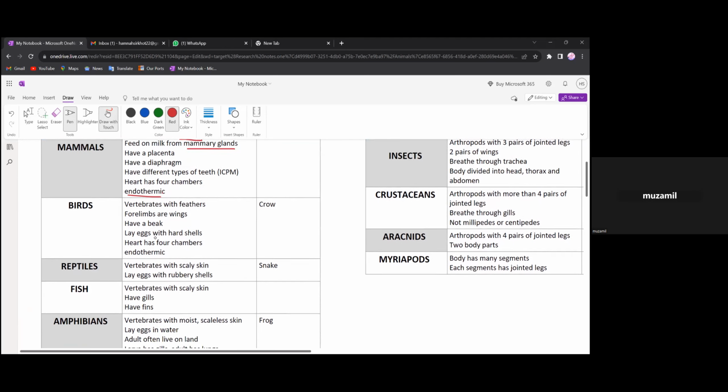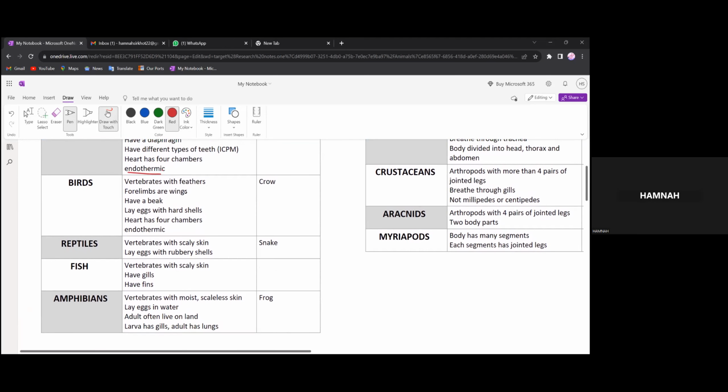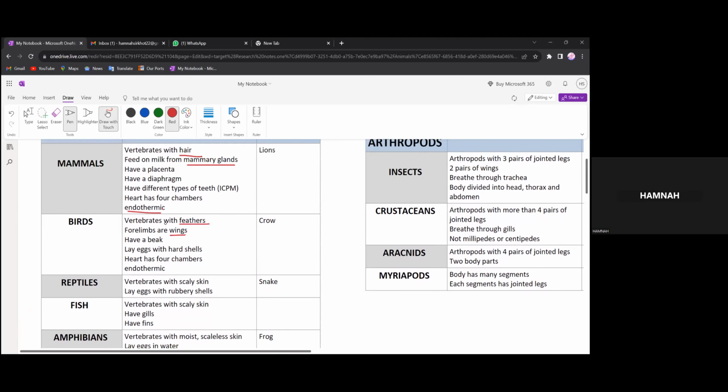Okay, and then we have birds. Birds have feathers. That's the most common characteristic of birds. Birds have feathers and they have wings, like how we have arms and legs. Mammals have forelimbs and hind limbs. Birds have wings and then they have a beak. Birds have the easiest characteristics. They lay eggs. Now this is the thing. They lay eggs with hard shells.